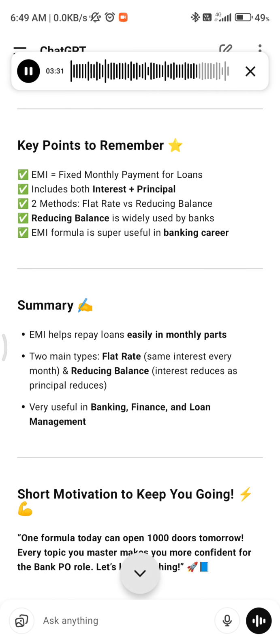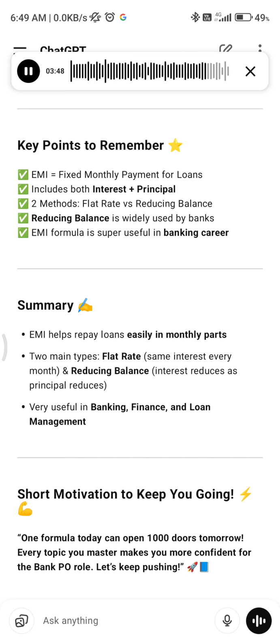Key points to remember. EMI equals fixed monthly payment for loans. Includes both interest plus principal. 2 methods, flat rate versus reducing balance. Reducing balance is widely used by banks. EMI formula is super useful in banking career.